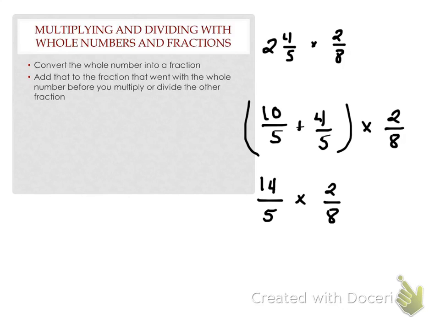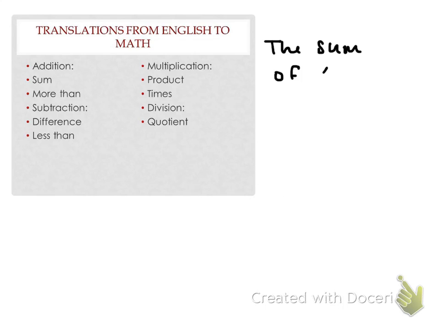So we have 14 over 5 times 2 over 8. 14 times 2 is 28. 5 times 8 is 40. We get the answer of 28 over 40.